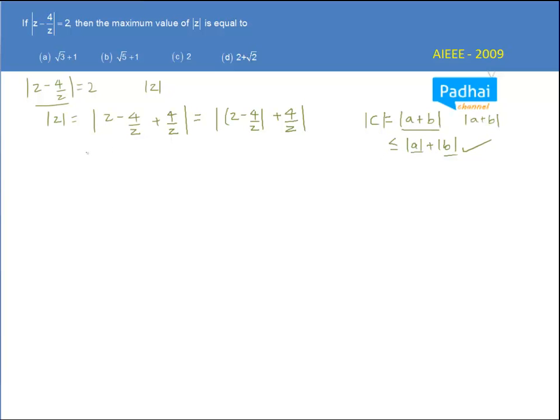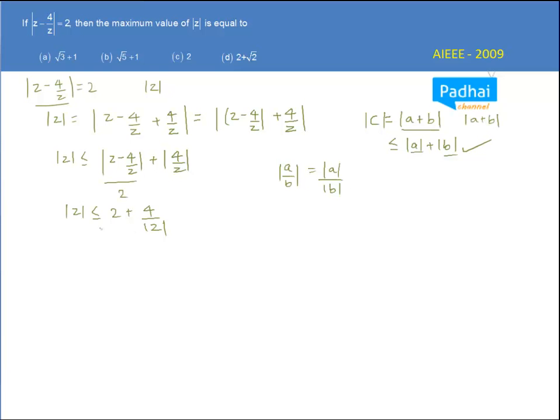So if I do the same thing here, mod z is less than or equal to mod of z minus 4 by z plus mod of 4 by z. This first value we know is given in the question to be equal to 2. So mod z is less than or equal to 2 plus, and we know that mod of a by b is mod a by mod b, and here mod 4 is 4 only, so mod z is less than or equal to 2 plus 4 by mod z.